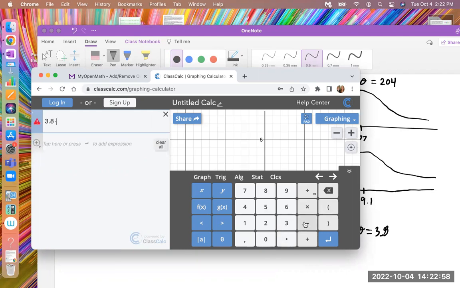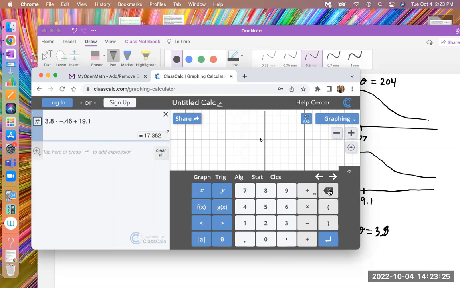Well, technically it's negative 0.46, okay. And then we add it to the mean, which is 19.1.